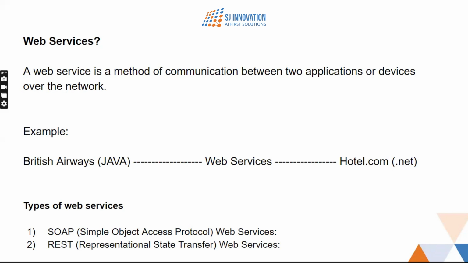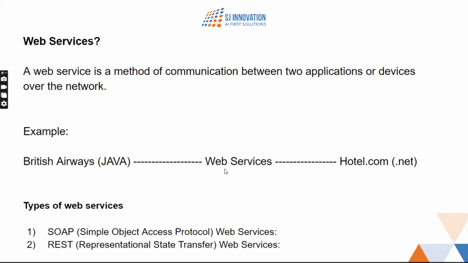Now British Airways will come up with a plan to add hotel services to the site. So they will reach out to the hotels.com site to avail their services. But the problem here is that the British Airways site is developed in Java, whereas the hotels.com site is developed in .NET, so they cannot integrate. To resolve this problem, web services will play a major role here.